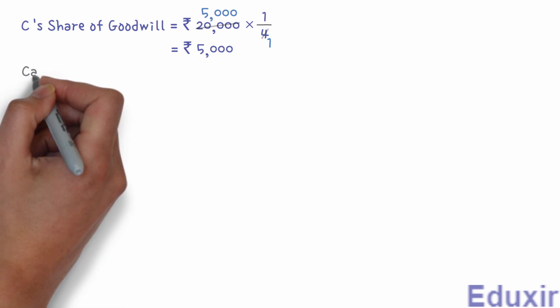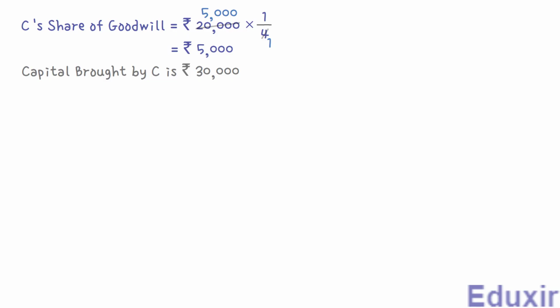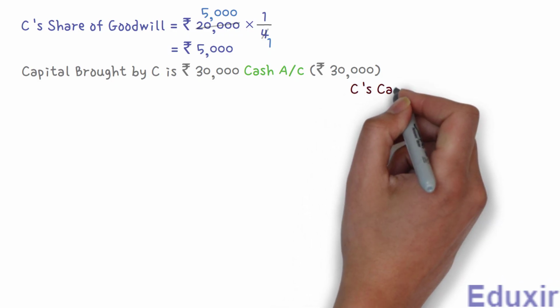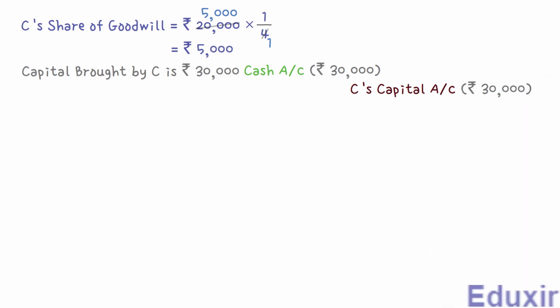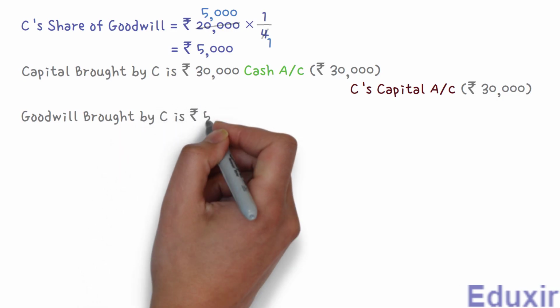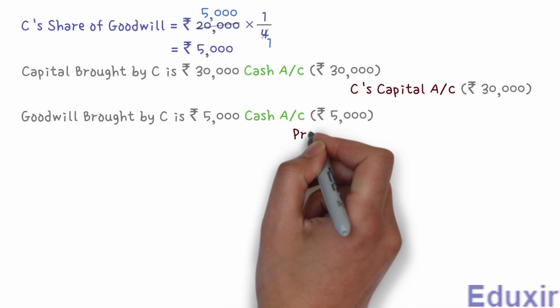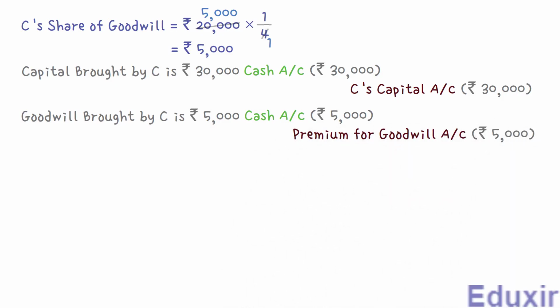To summarize, the capital brought in by the partner C is 30,000 rupees. So, to record this, we should debit the cash account with 30,000 rupees. At the same time, as this is the capital brought in by the partner C, C's capital account should be credited with 30,000 rupees. And as we have just now calculated, the goodwill brought by the partner C is 5,000 rupees. So, we should debit the cash account with 5,000 rupees and credit the premium for goodwill account with 5,000 rupees. Note that overall, the cash account should be debited with 35,000 rupees. With this information at our disposal, let us now proceed to journalize this transaction.